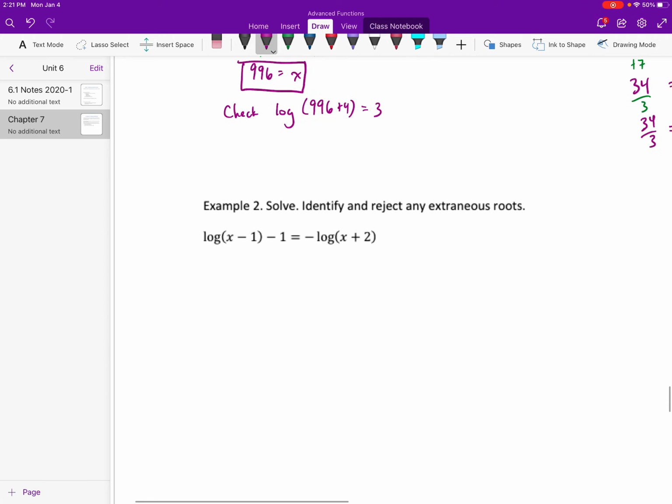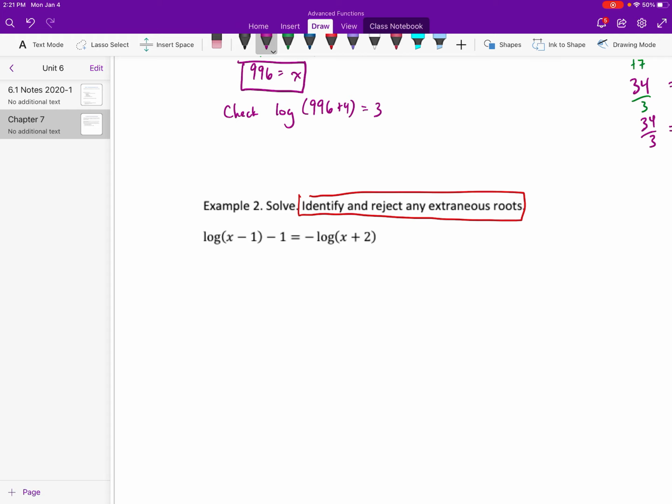Okay, so example 2, solve. Identify and reject any extraneous roots. So this is very aggressive here. We're going to identify and reject extraneous roots. So let's start with solving them.